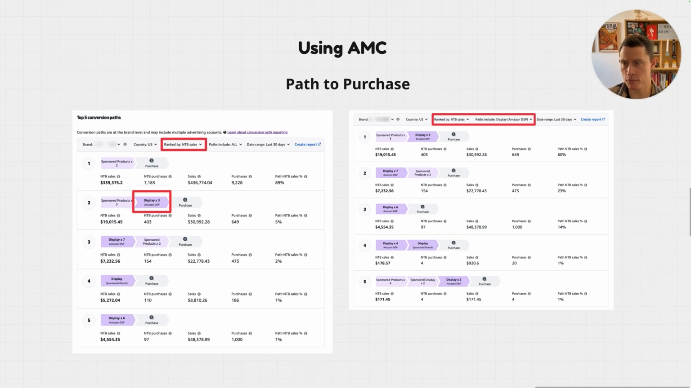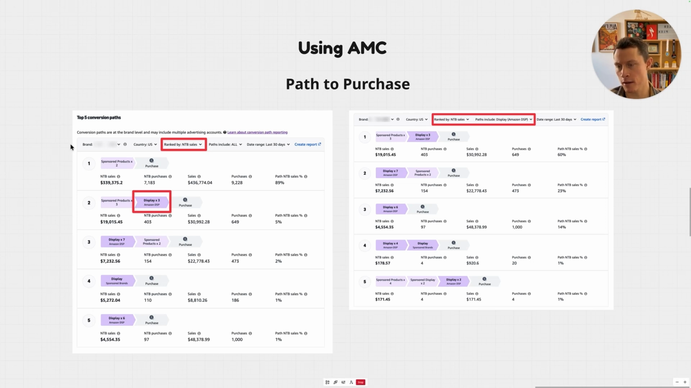This is data from a real account, so this is not doctored or manipulated in any way. But notice that what I've done here on the left is looked at top 5 conversion paths. I've ranked it by new-to-brand sales, and new to brand in Amazon parlance is typically 13 months. So if someone has not purchased in the last 13 months, they are considered new to brand. This can be manipulated with AMC, but by default, just know that that's generally what new to brand means. And I've just looked at all the different ways that this brand, which is using sponsored ads, sponsored brands, DSP, a whole variety of advertising products, is finding purchases.